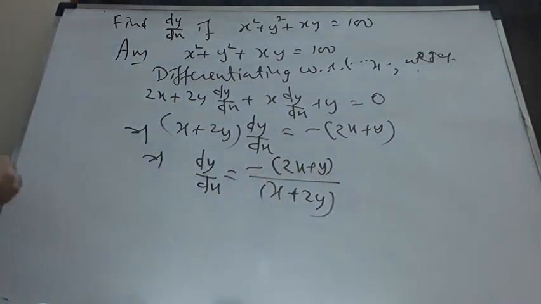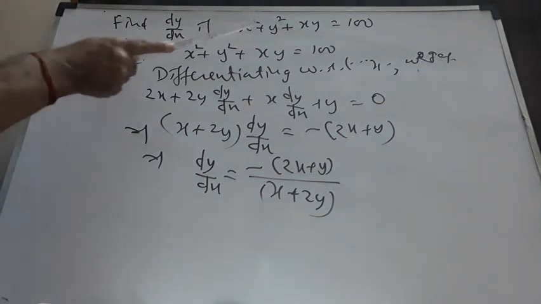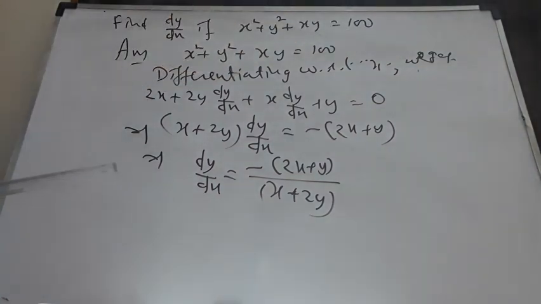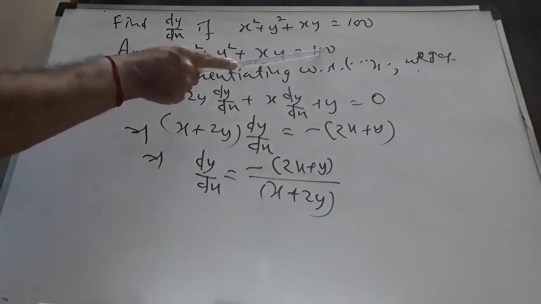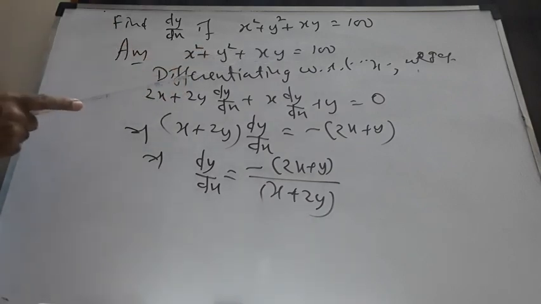Let me repeat the whole process. Just listen. Find dy by dx if x square plus y square plus xy equal to 100. Answer: x square plus y square plus xy equal to 100. It's a given one. It is in the implicit form.